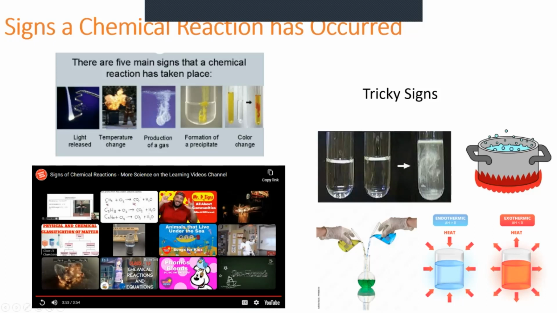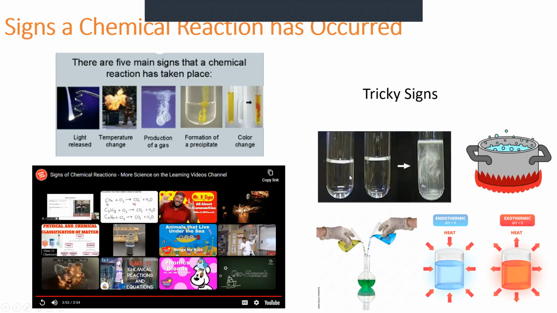All right, so I wanted to follow that up with talking about some signs that can be a little bit tricky, because you might think that they indicate a chemical reaction has occurred, but actually that's not the case in some of these cases. So let's talk about some of these tricky things that you might see.